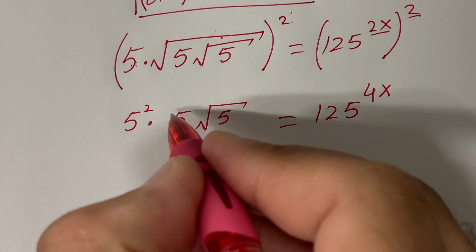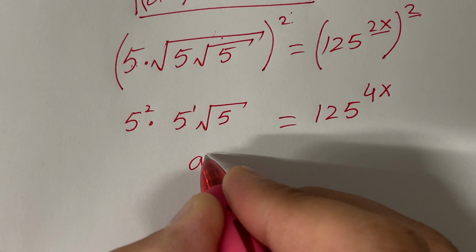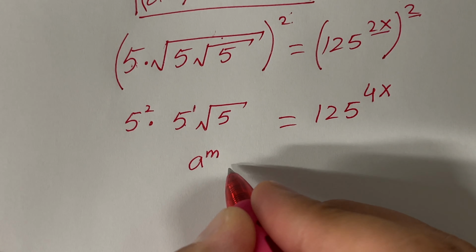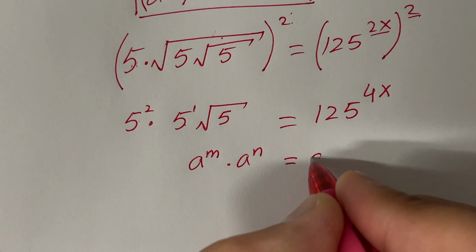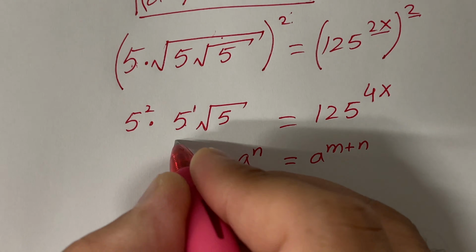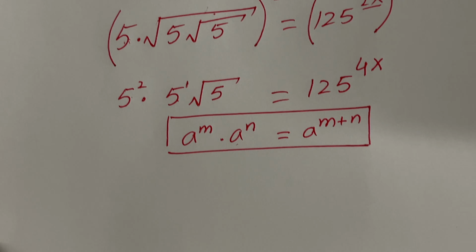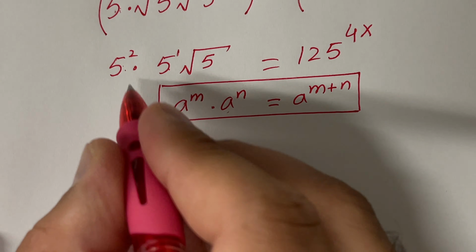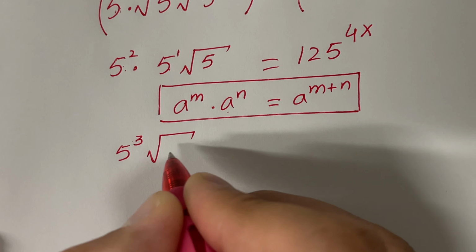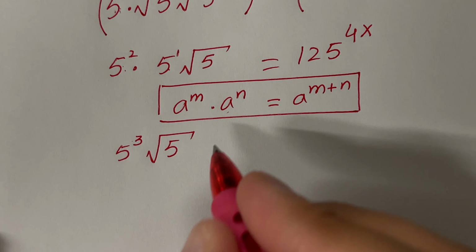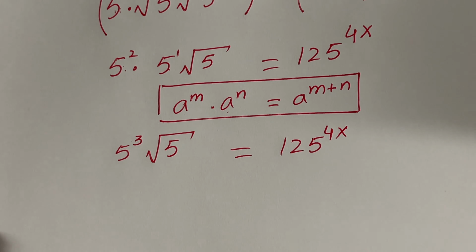Okay, and now you have 5 squared times 5 raised to the power 1, and we have this property that says a raised to the power m times a raised to the power n is equal to a raised to the power m plus n. If the bases are same, just add the exponents. 5 squared times 5 raised to the power 1 will be 2 plus 1 is 3, and then we have inside the square root 5, and on the right hand side we have 125 raised to the power 4x.